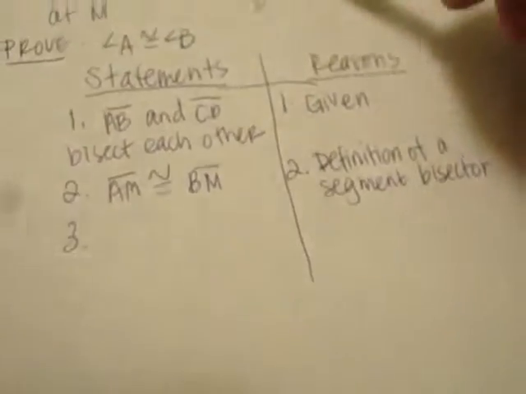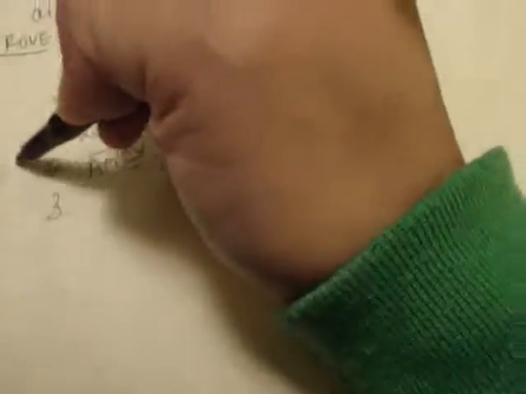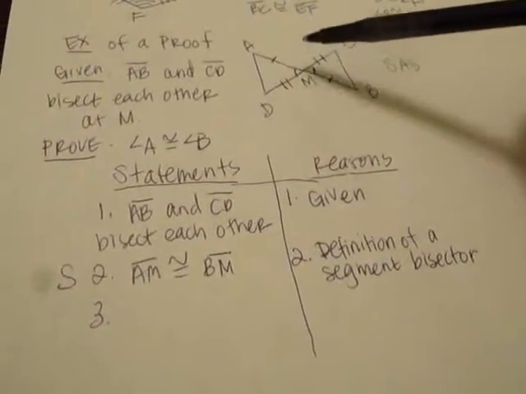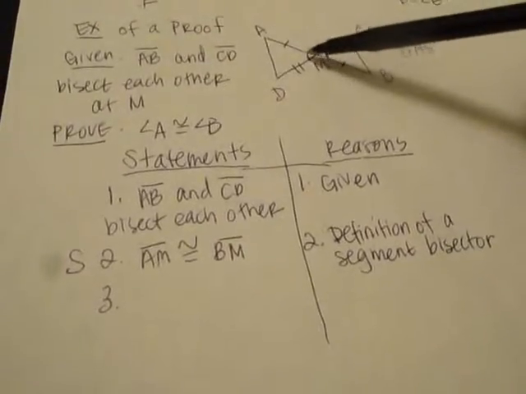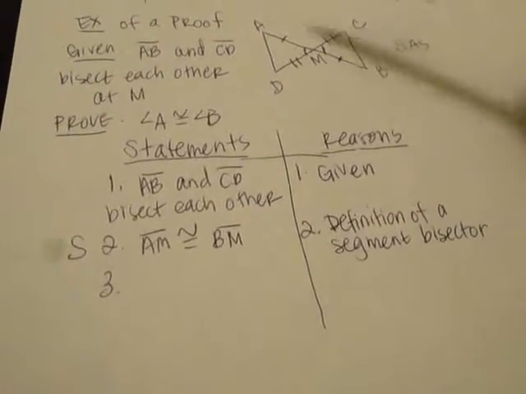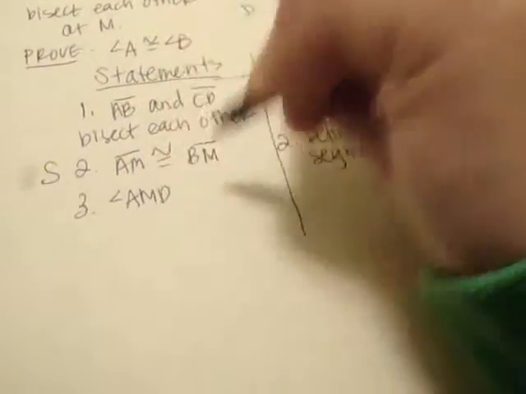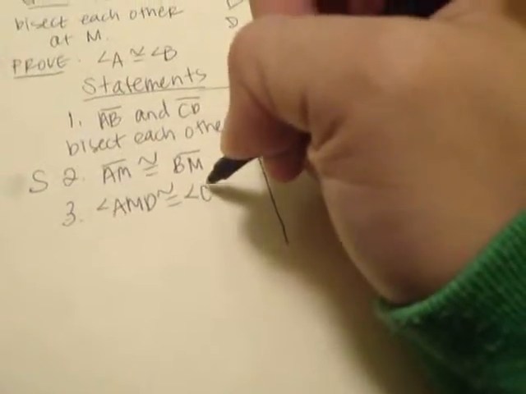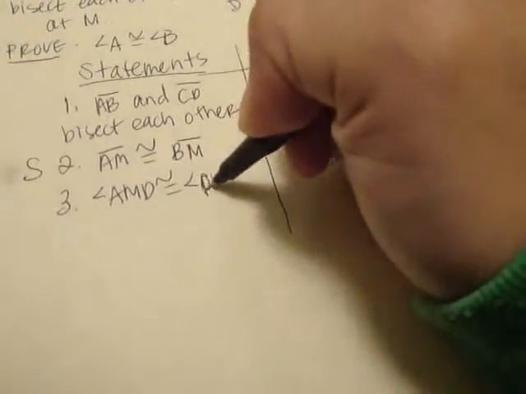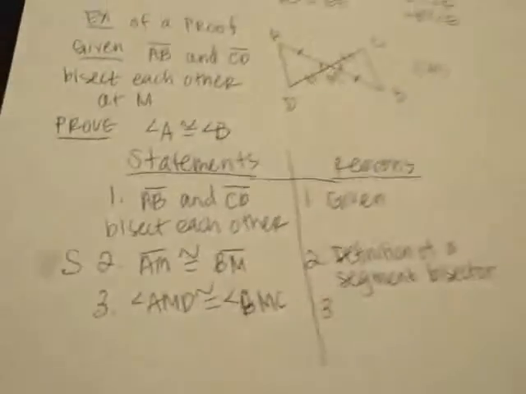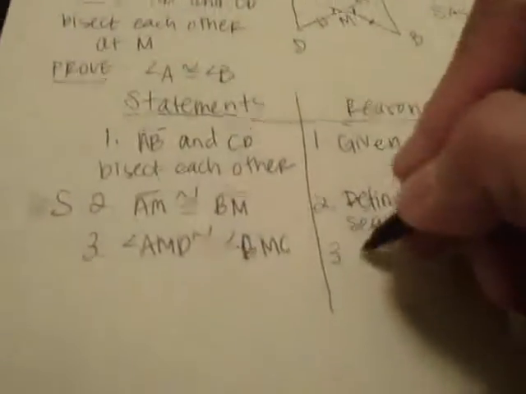And now, in our next corresponding part, or excuse me, we need to prove now that these two angles are congruent. And we know that angle AMD is congruent to angle BMC. And the reason why we know this is because of the vertical angle theorem.